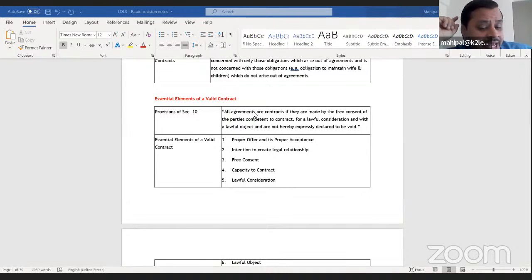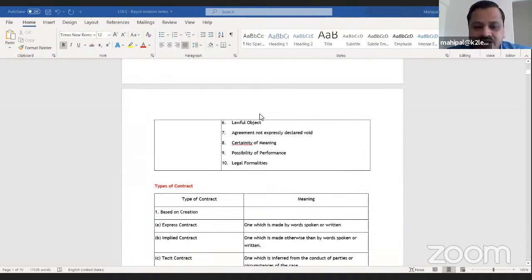The parties must be capable of entering into the contract. This capacity is again divided into 3 different segments: minor, person of unsound mind, and person disqualified by law. Lawful consideration: whatever you enter into the contract, your consideration must be lawful. And next, lawful object. The purpose for which you enter into the contract should also be lawful.